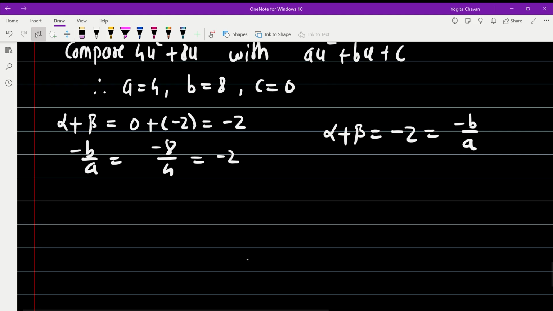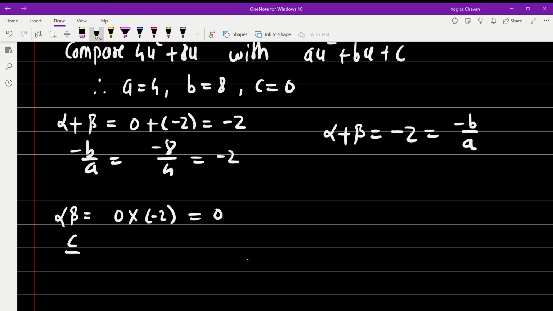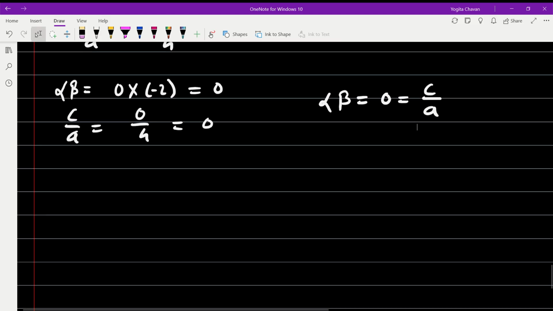Now alpha into beta. So 0 into minus 2, this product is equal to 0. And c by a is also equal to 0 by 4, which is equal to 0. So alpha into beta is equal to 0 and is equal to c by a. So problem number 4 also done. Now move towards fifth.